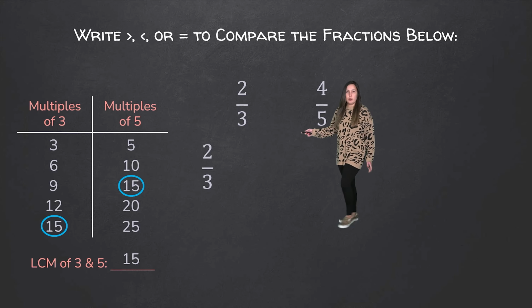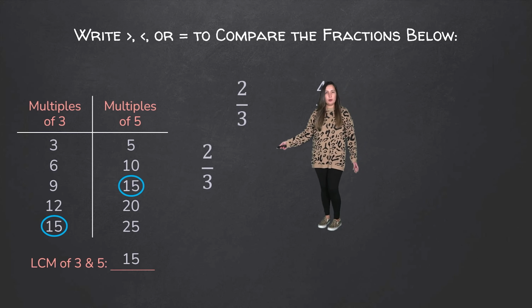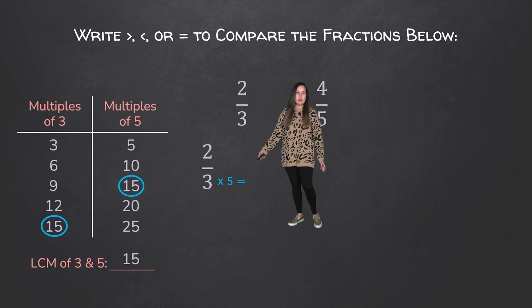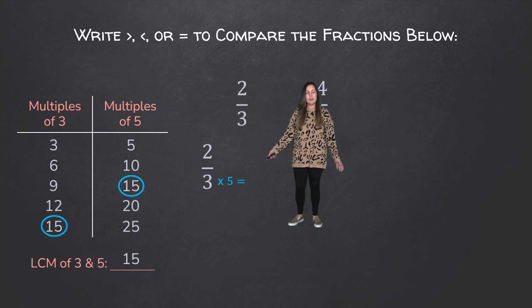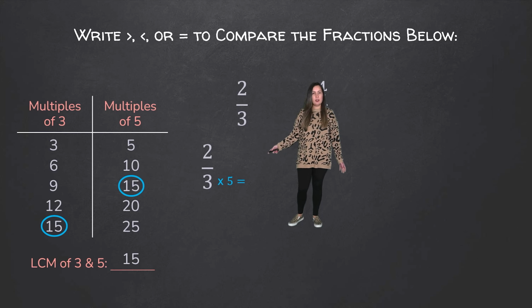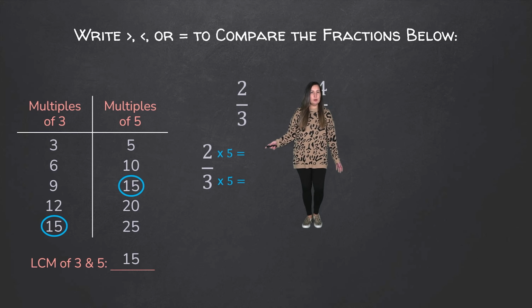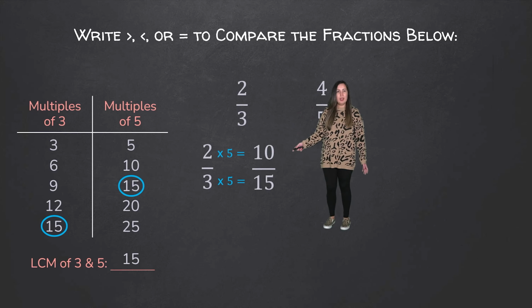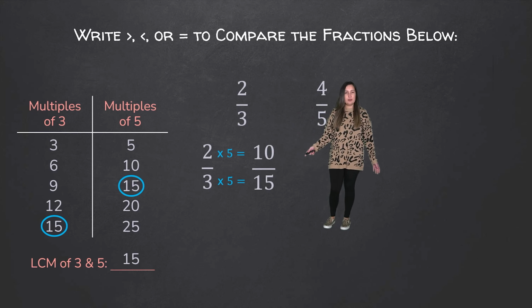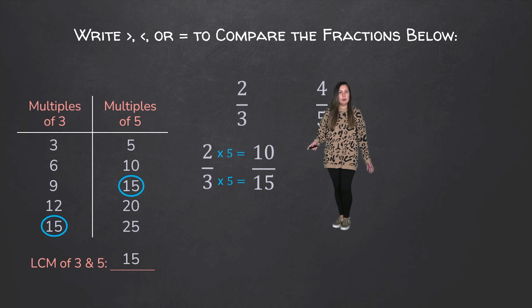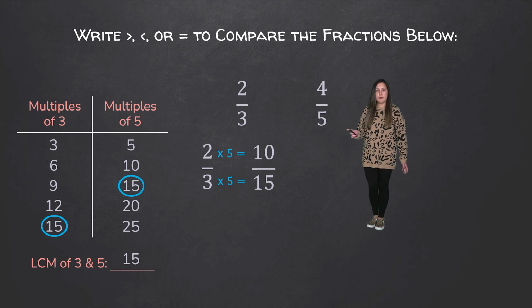So we're going to take 2/3. In order to have a denominator of 15, we're going to go ahead and multiply the denominator by 5. And whatever we do to the denominator, we do to the numerator as well. So 2 times 5 is equal to 10, and 3 times 5 is 15. So 2/3 is equal to 10 over 15, which is going to help us compare to 4/5.